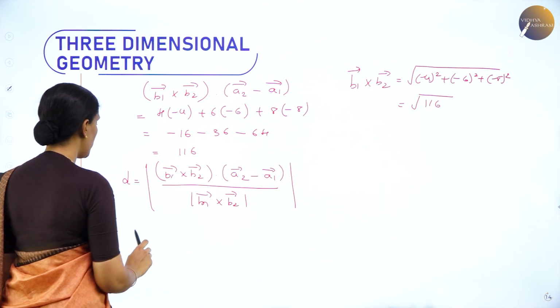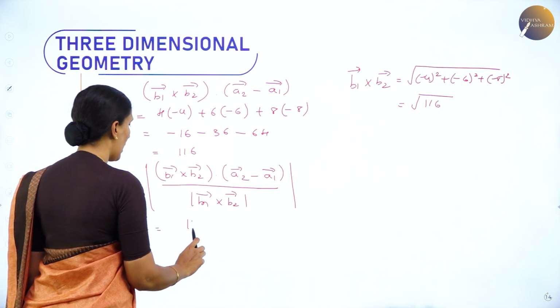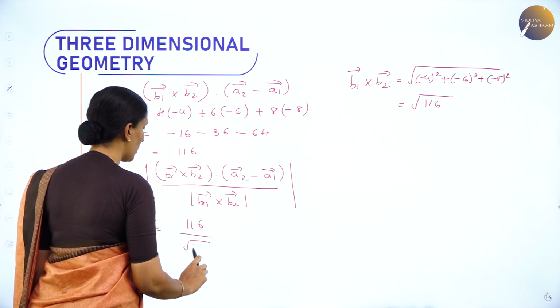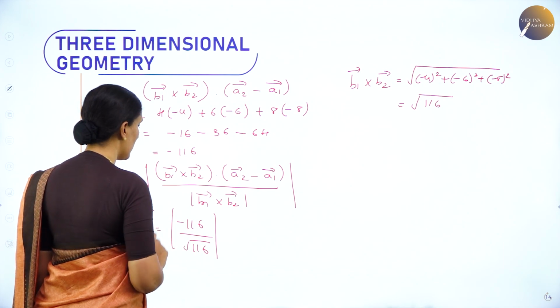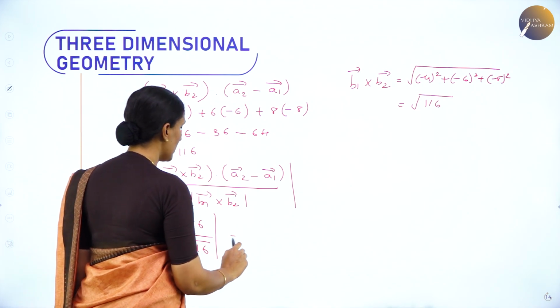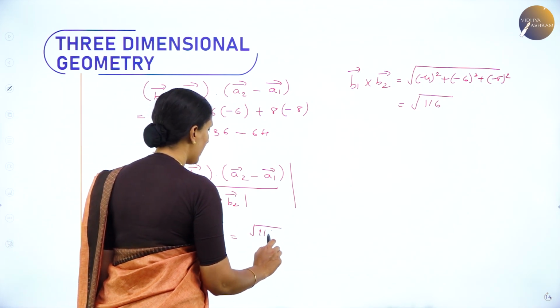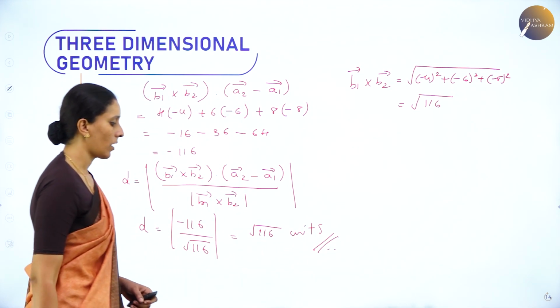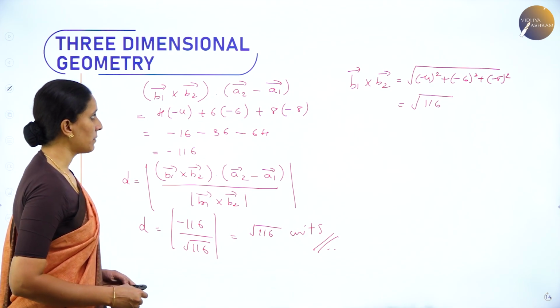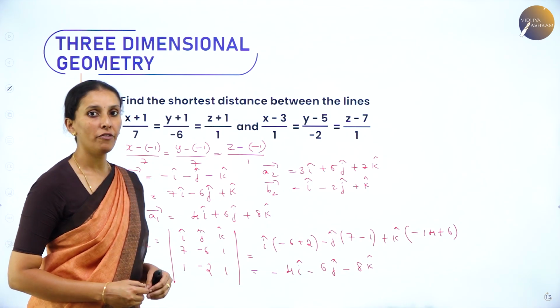Now here if we substitute, D is equal to 116 divided by root 116 under the modulus. So it is minus, so to remove minus, we'll put modulus. So the answer is root 116 units. So this is the distance between the given equation of lines.